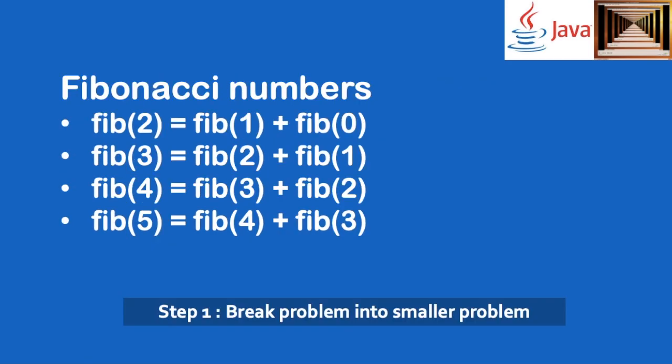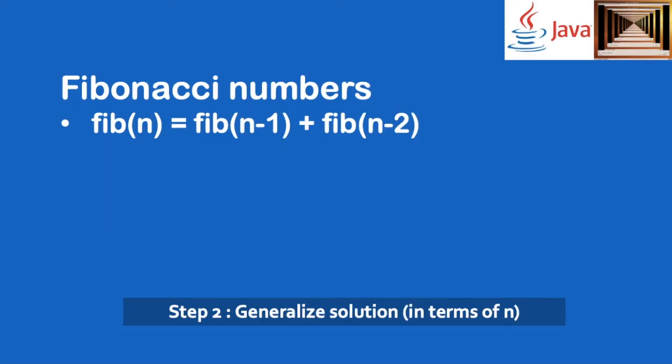So what have we been told here? If we want to break that problem into smaller problems, Fibonacci 2 will be the sum of the two preceding Fibonacci numbers, which is Fibonacci 1 plus Fibonacci 0. Similarly, Fibonacci 3 is equal to Fibonacci 2 plus Fibonacci 1. Fibonacci 4 is equal to Fibonacci 3 plus Fibonacci 2. Similarly, Fibonacci 5 is equal to Fibonacci 4 plus Fibonacci 3. So you can see we are being able to break this problem into a smaller problem. Can we generalize it? Yes. Fibonacci n is equal to Fibonacci n minus 1 plus Fibonacci n minus 2.